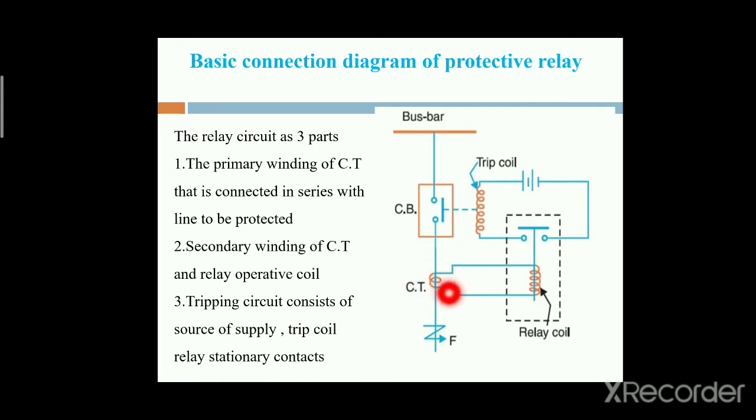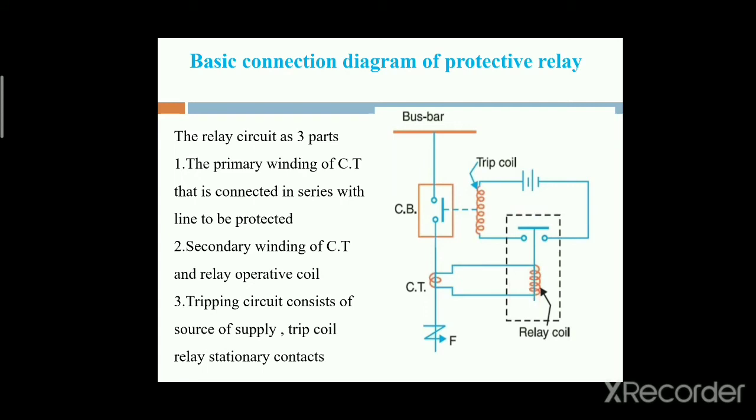The secondary of the CT current transformer, and then we connect the circuit breaker. Near this circuit breaker we connect the tripping circuit. This is the tripping coil, and then we are using the battery. Then again it will be connected to the relay coil, which has open and closing contacts. These are the open and closing contacts of this relay coil.